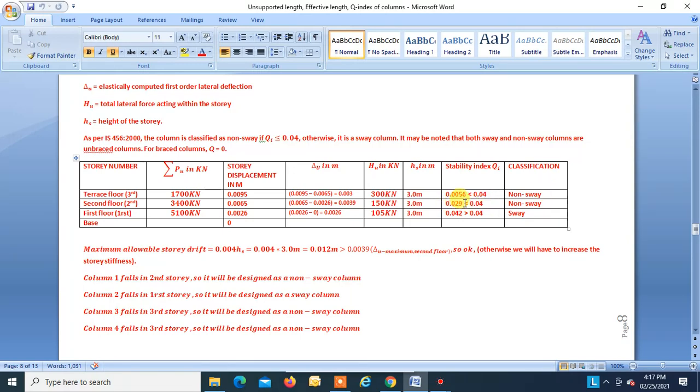Over here the Q index is found to be 0.029, which is less than 0.04. So again all the columns on the story will be designed as non-sway columns. And over here, that is first story, the Q index is found to be 0.042, which is greater than 0.04. So all the columns in this story will be designed as sway columns, right? Maximum allowable story drift according to code is 0.004 into HS. HS is 3, which is equal to 0.012. Our maximum story drift is 0.0039, which is less than 0.012, so it is safe. If this condition was not satisfied, then you would have to increase the story stiffness, right?